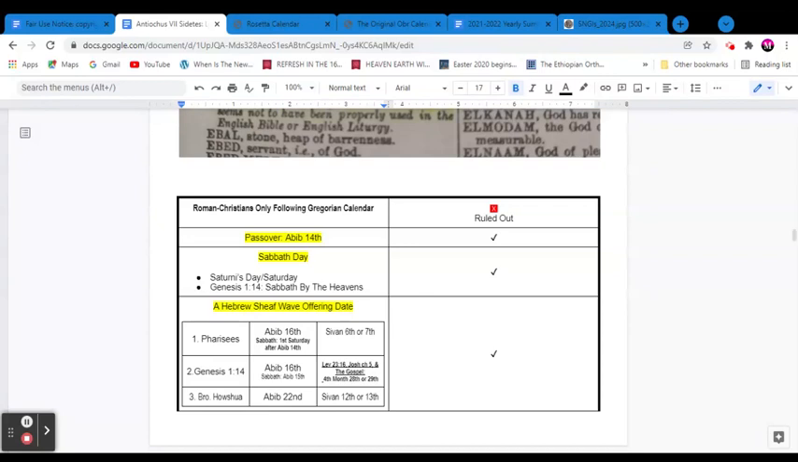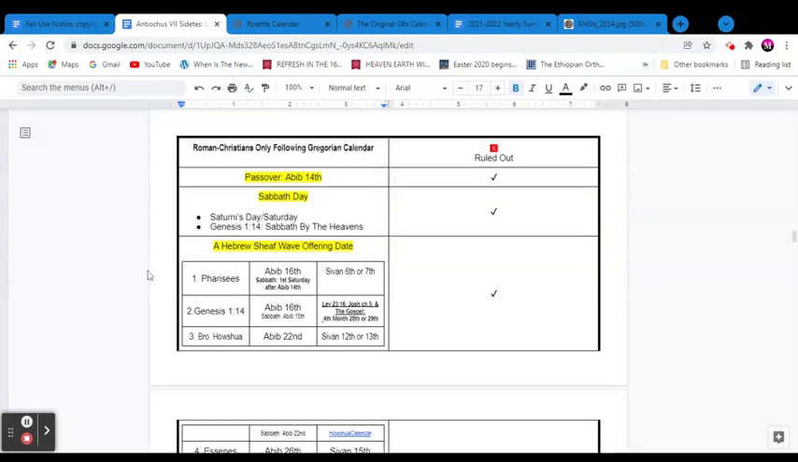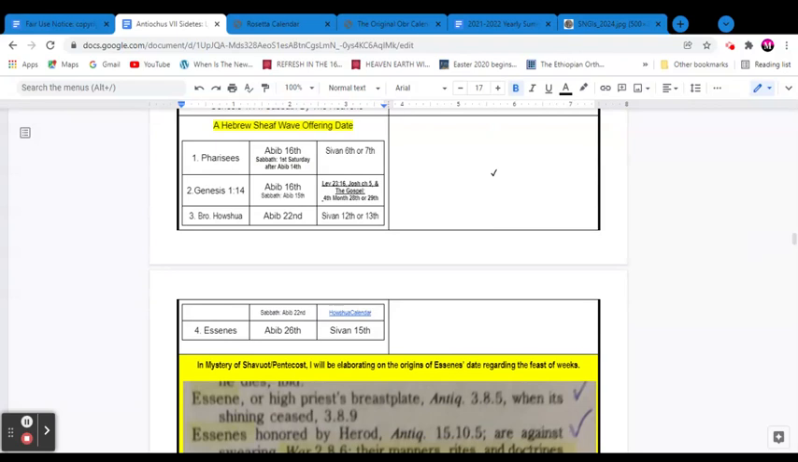So we're going to look at both, and you're going to see why. We have to look at all these different methods to look at when was Pentecost. You're going to see why. And then the third part is the sheaf wave offering day.